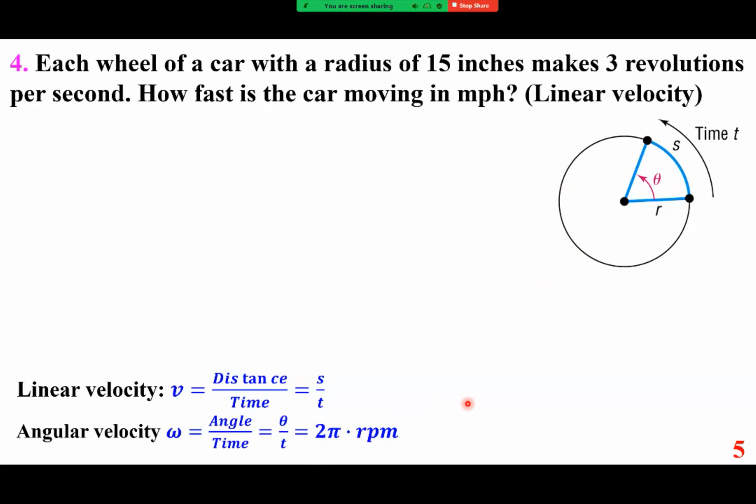Now, since V is S over T, and we know S to be R theta, we can replace the S with R theta, and it becomes R times theta over T. As you know, theta over T is omega. V is R omega.